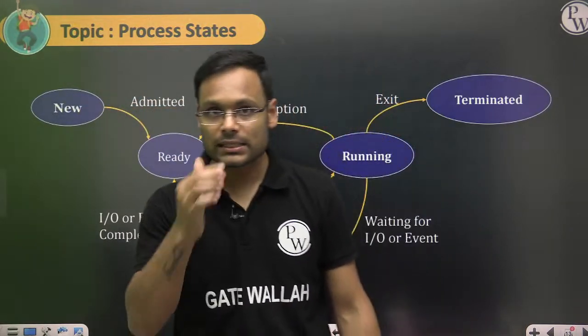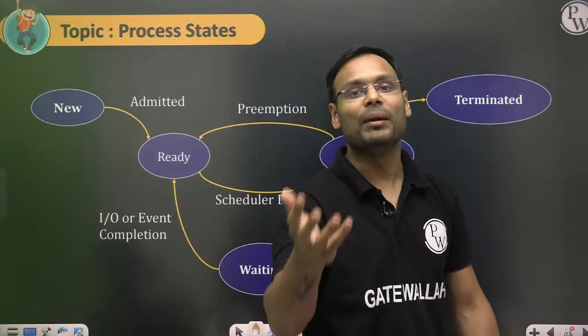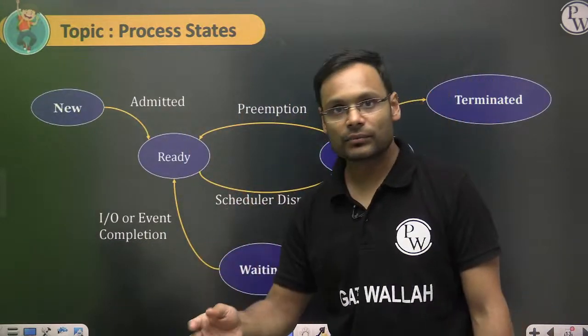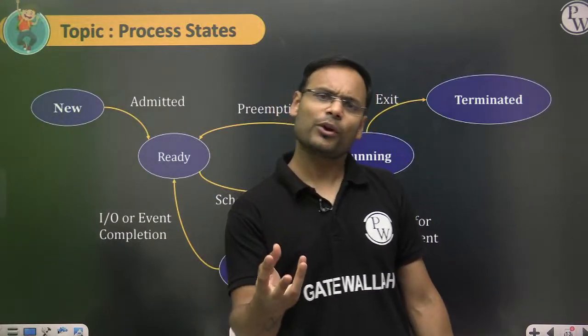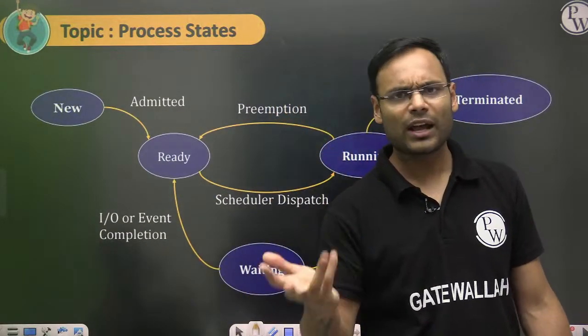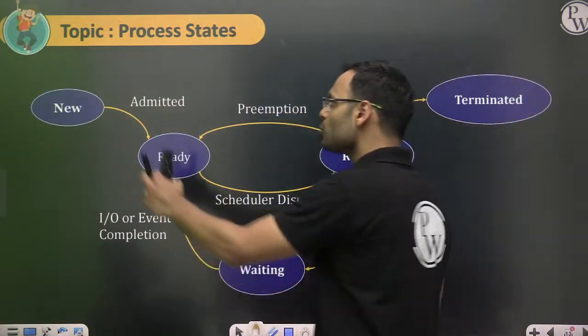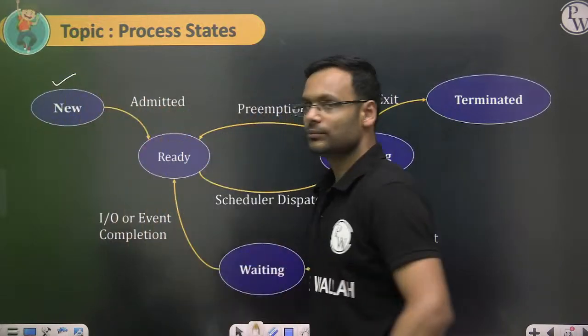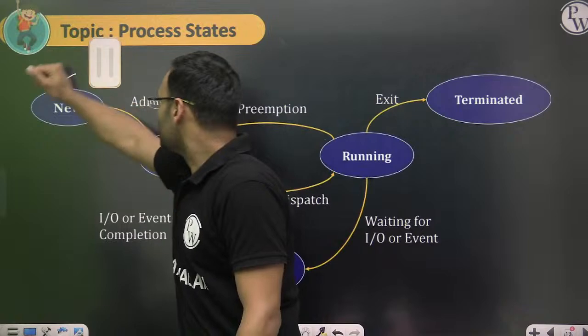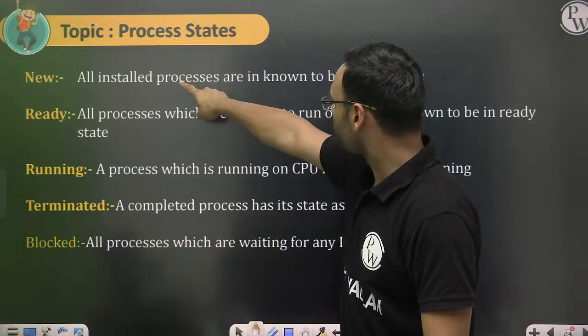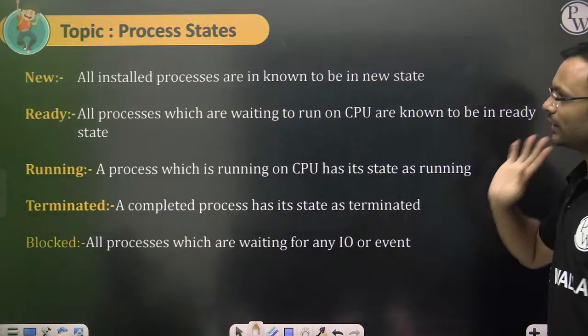So I have processes, but they are not in main memory, not running. All those processes are in the new state. At a certain point of time we will run them, but we are not running them right now. So their state is called the new state. All those installed processes are known to be in the new state.